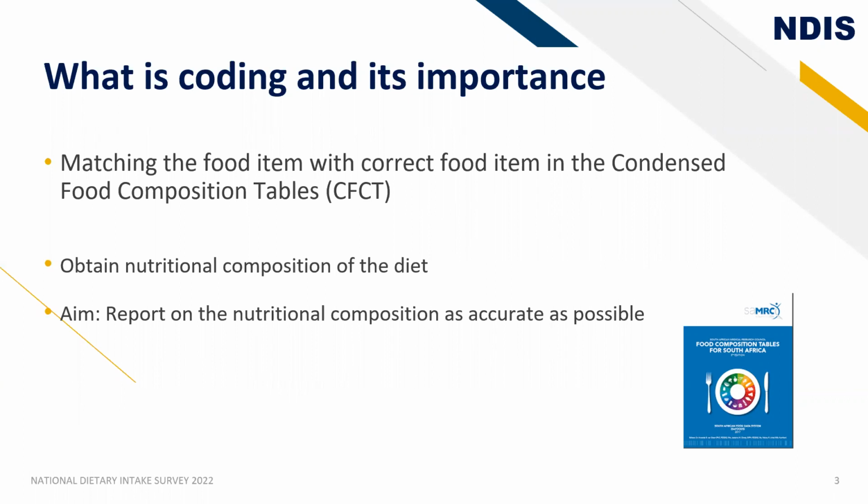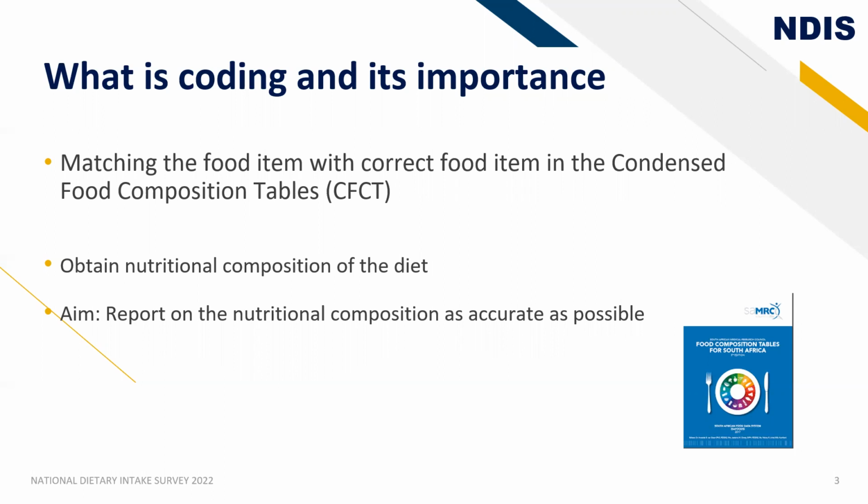Matching the food items with the correct food items in the condensed food composition tables is important. So basically with coding, you take your food item that you have identified from your participant and recorded on your 24-hour recall or your QFQ, and you will go and look in the condensed food composition tables which code it is, and you will record that code next to that food item so that they match. So you get the best code to match the food item from the questionnaire that you've completed.